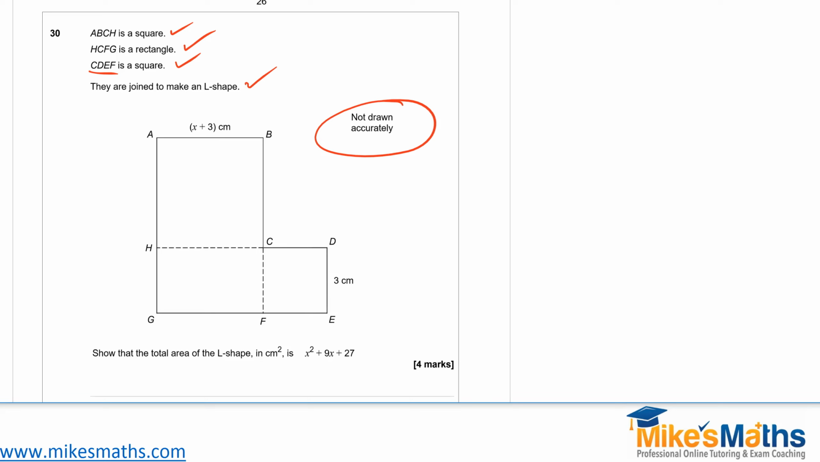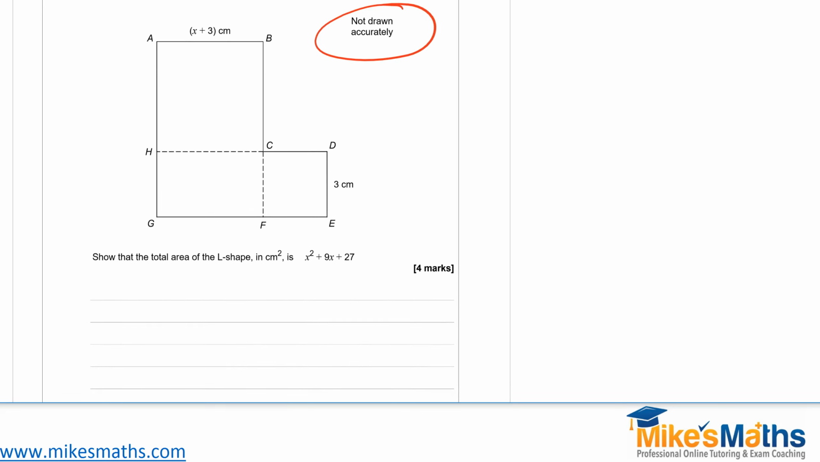So now we can definitely go to the question itself. It says here, show that the total area, hang on, that's important, this is an area question. Show that the total area of the L shape in centimeters squared is x squared plus 9x plus 27. Because I've read that carefully, I know this is an area question, and I've got to show that the area is x squared plus 9x plus 27. In a way that's quite good news, because they're telling me that that is the area. It's like telling us that that is the answer. We've just got to show why it's the answer.